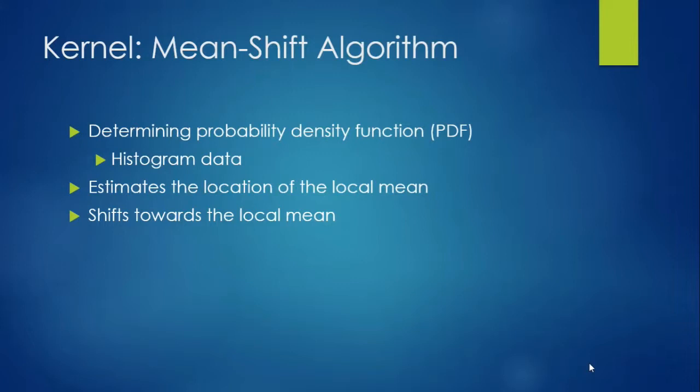How this works is essentially every image has a histogram, and we will find the densest region of that histogram and shift our window to that dense region. And this process is iterative until we converge on the local mean itself.